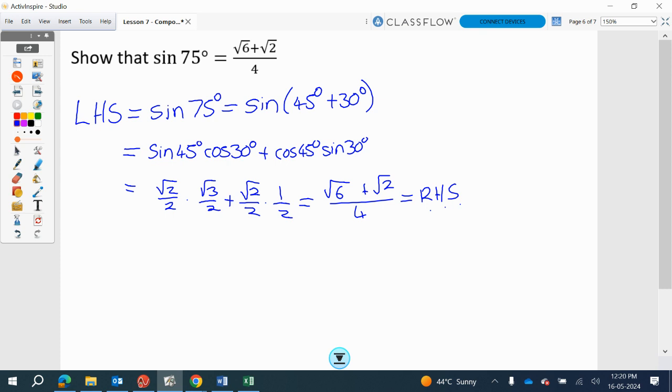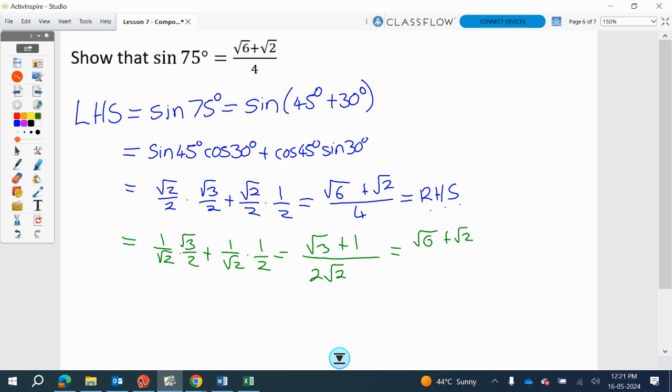Let me do it for you. So here at this point, you could have written it as 1 over root 2 times root 3 over 2 plus 1 over root 2 times 1 over 2. This would give us root 3. Sorry, can I just have quiet while I finish this? That would give us this. We need to times top and bottom by root 2, and that would give us root 6 plus root 2 over 4.